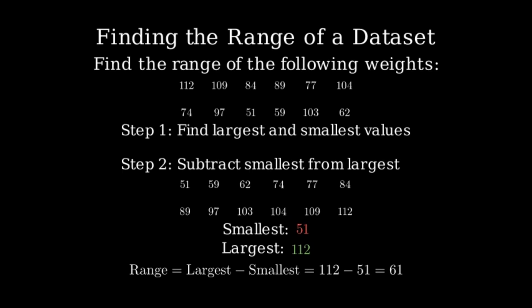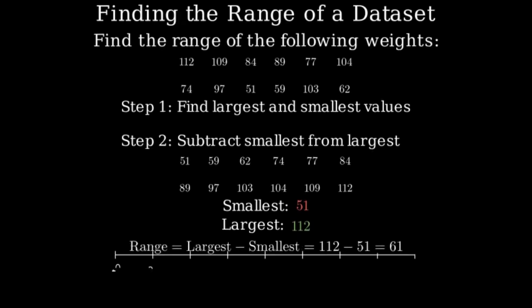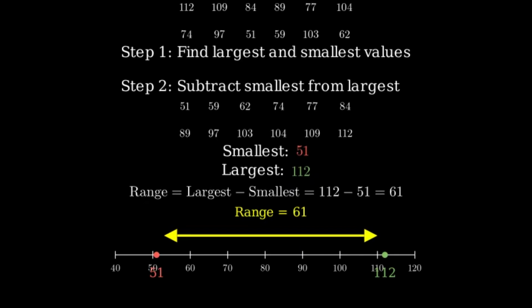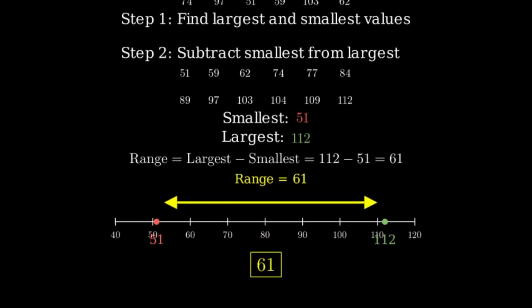Let's visualize this range on a number line. The range represents the spread of our data from 51 to 112. This distance of 61 units shows how spread out our data points are. Therefore, the range of the student weights is 61. This means the difference between the heaviest and lightest student weights is 61.